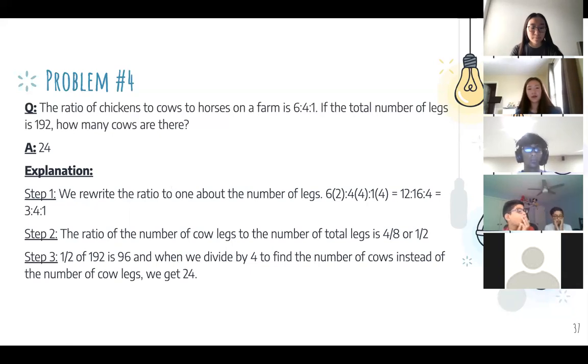So half of 192 is 96. So that means out of the 192 legs, 96 of them are cow legs. After this, we have to make sure to divide by 4 to find the number of cows instead of the number of cow legs. So that's how we get 24 as our answer.